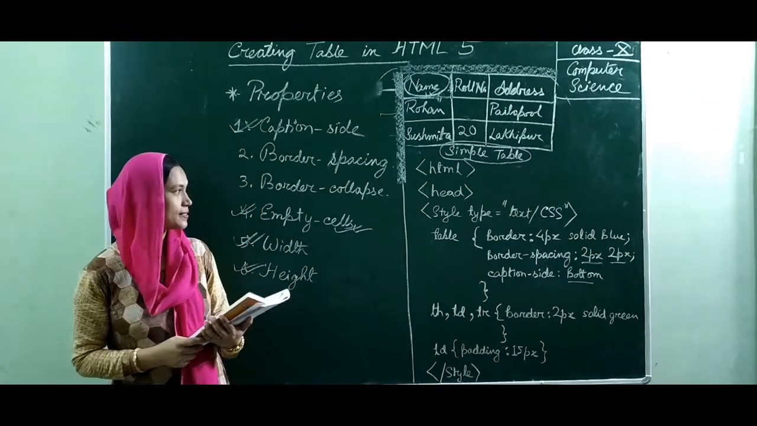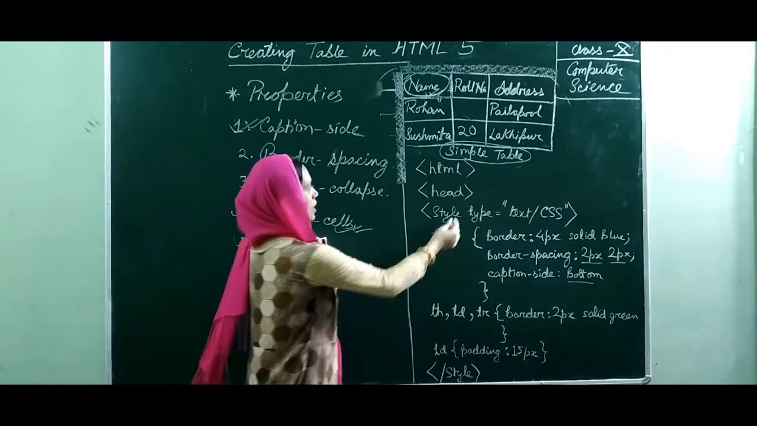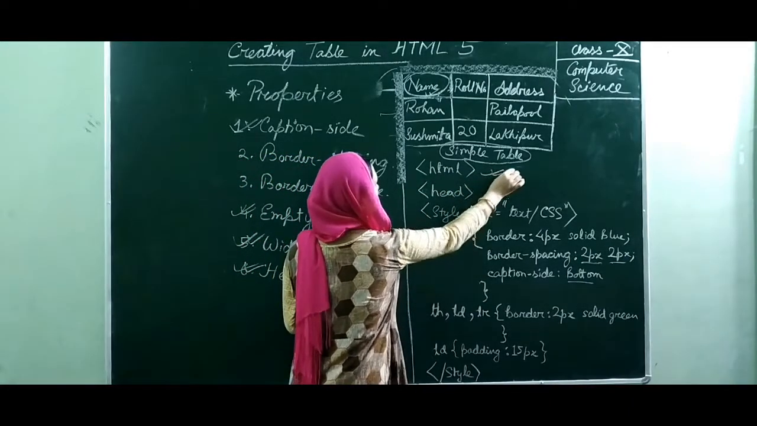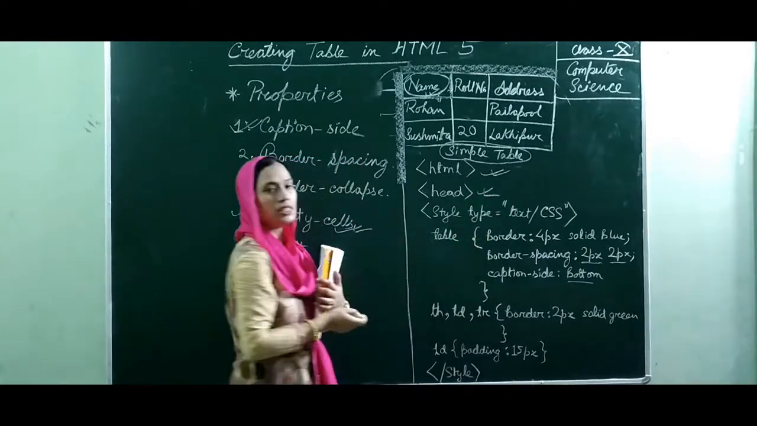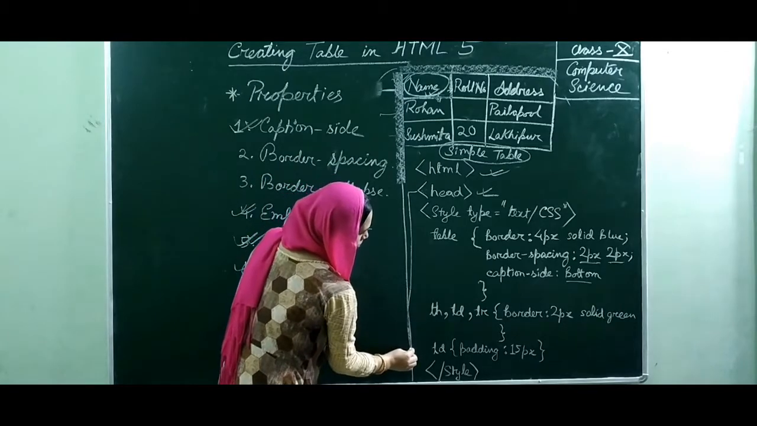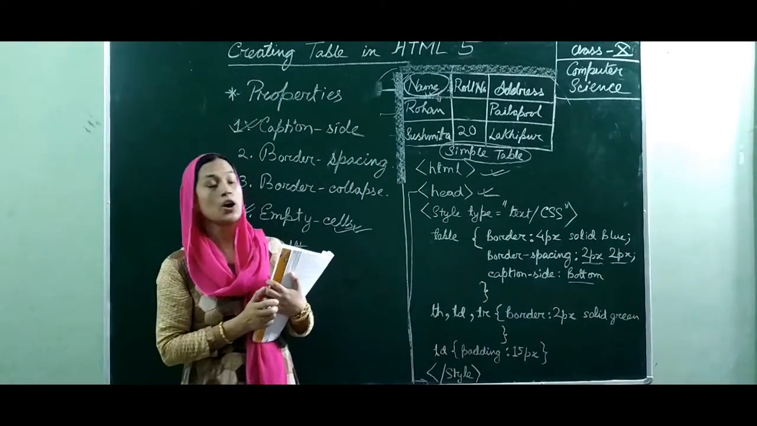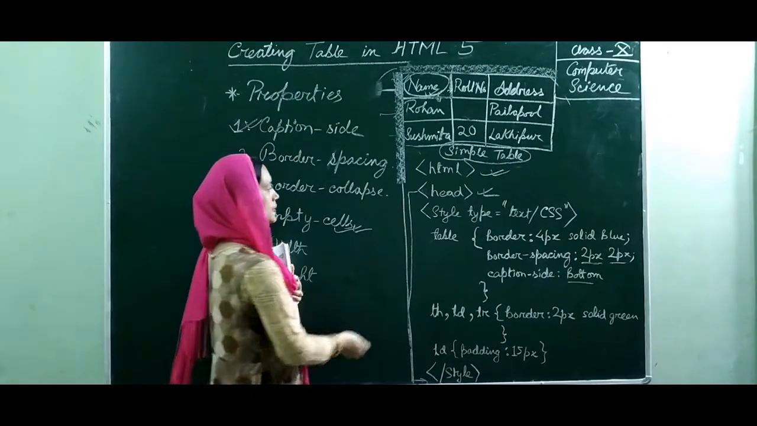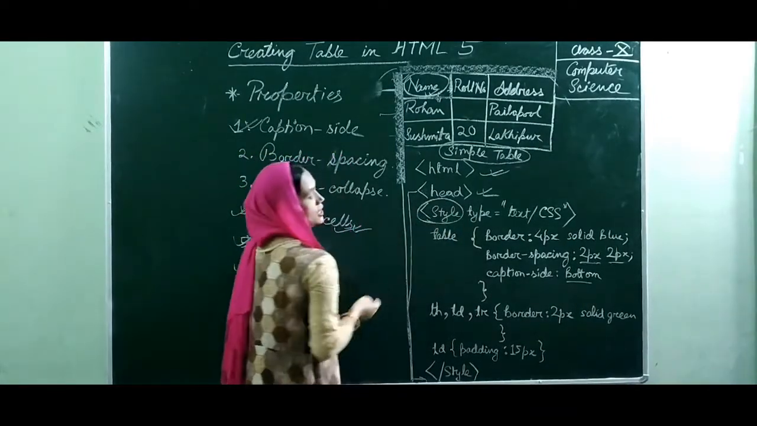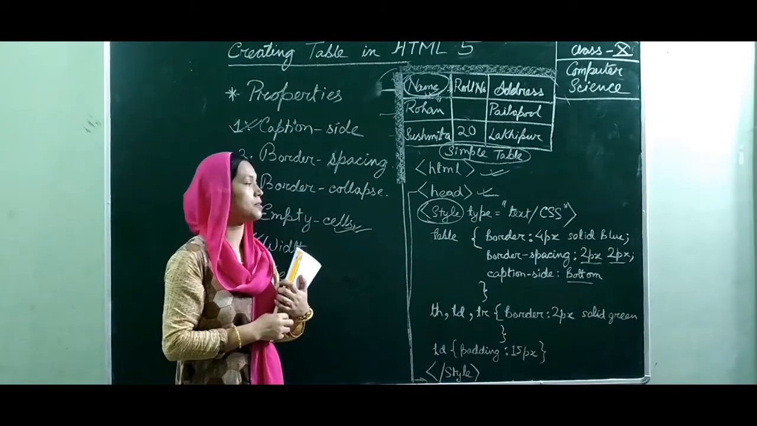Let's apply the CSS. Here, let's see the coding one more time. HTML, head, and CSS is applied within the head tag, that is head open and head close. We will close the head after the style close. And CSS we will apply inside the style tag. This style tag we have already learned in class 9.